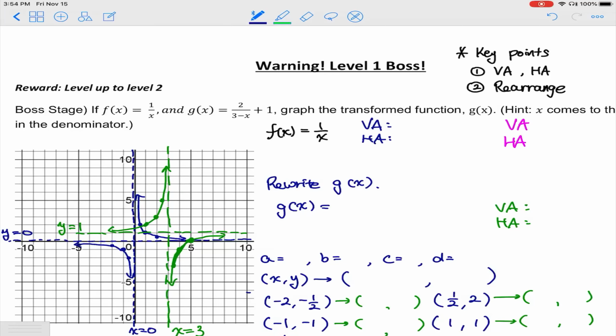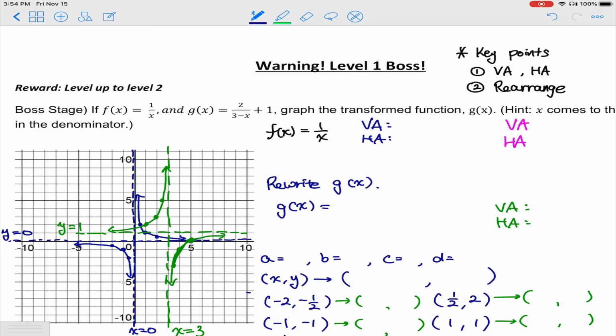So this is level 1 final stage. It's the boss stage. It's the hardest question of level 1. And usually those hardest questions in level 1 involve rational functions, the 1 over x, or some people call it the reciprocal function too. So let's take a look at this one.